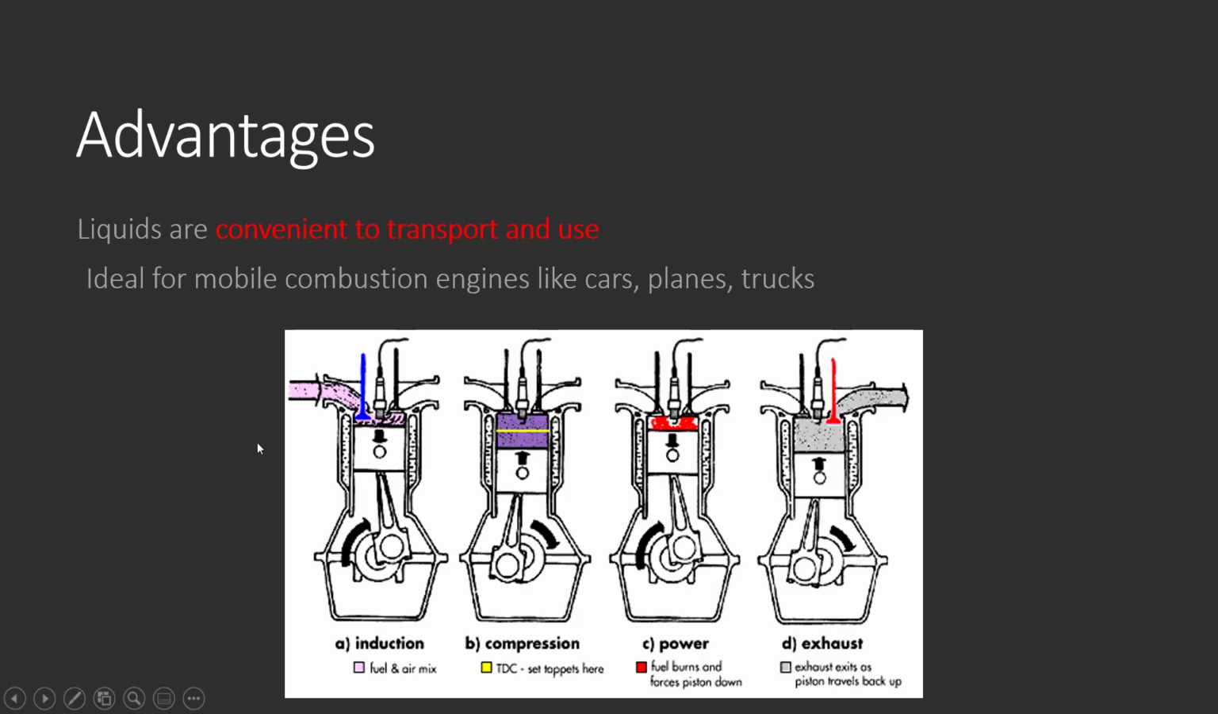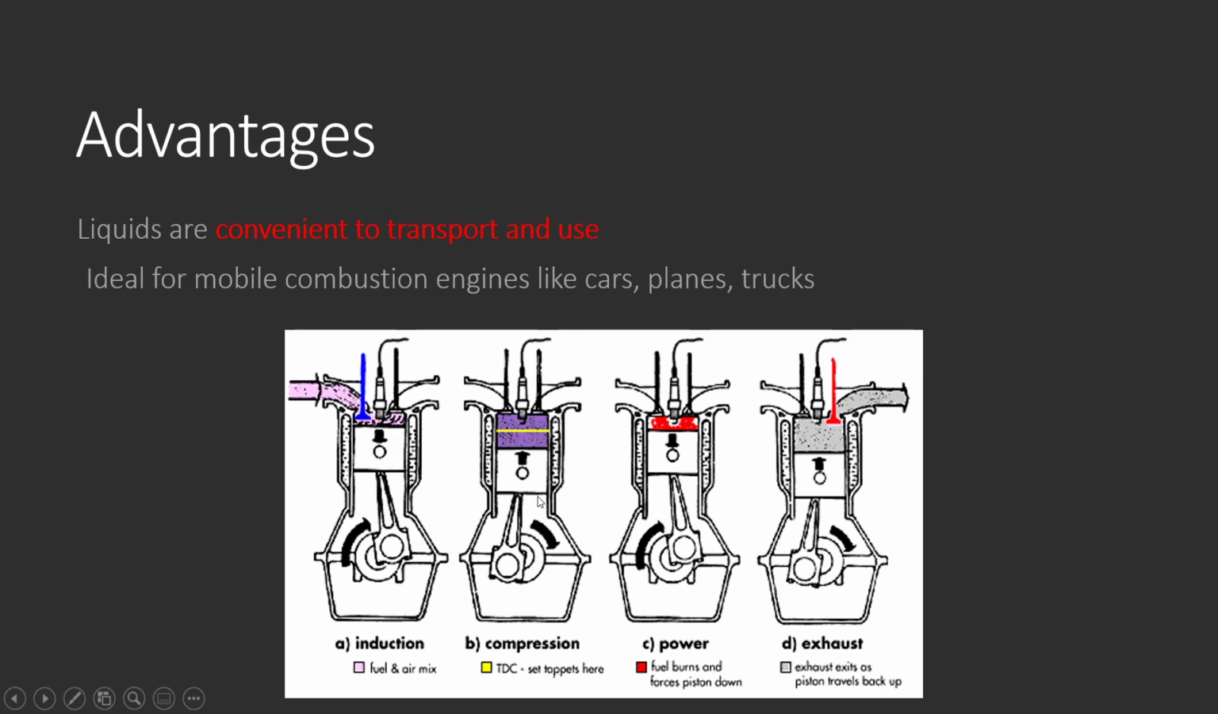Some of the advantages of oil and petroleum. Liquids are convenient to transport, again, so we can use it for combustion engines. If you don't know how a combustion engine works, essentially you have induction, which is where the fuel and air come in. Fuel comes in through one valve, air comes in through another.